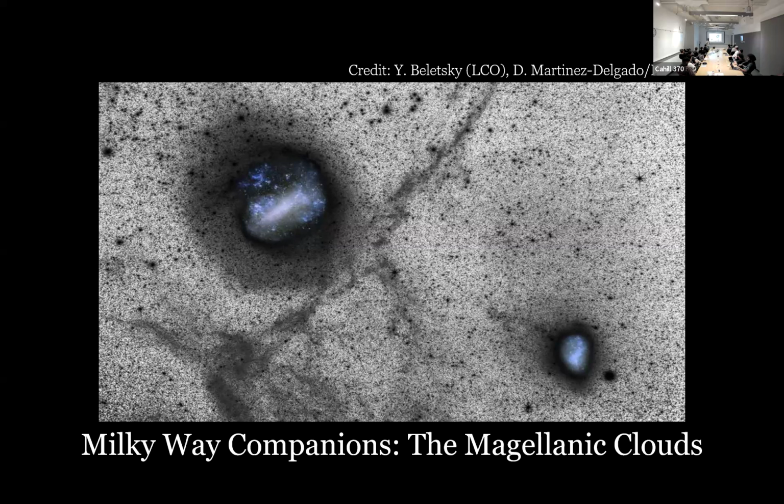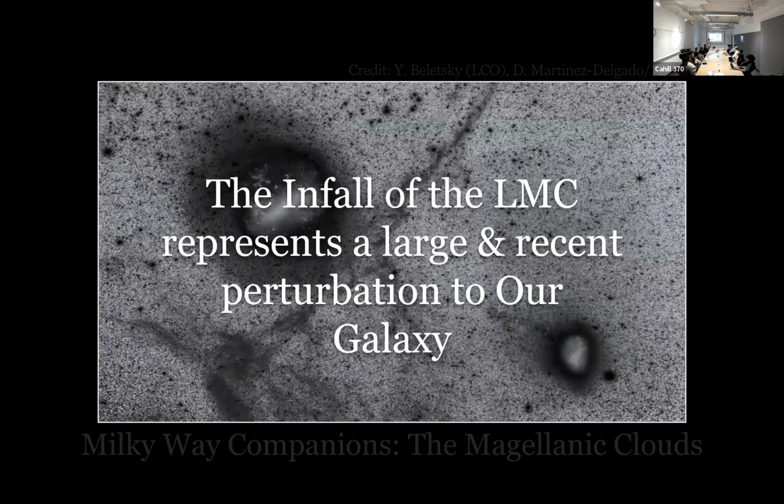And in addition to the fast-moving satellite in our vicinity, we also have better mass estimates of the clouds, particularly for the LMC, that currently place it at a minimum of 10% of the Milky Way's mass, and even as high as 20% of the Milky Way's mass. And so putting these two things together, both its first infall and the considerable mass of the LMC in particular, we find that the LMC is a large and recent perturbation to our galaxy.